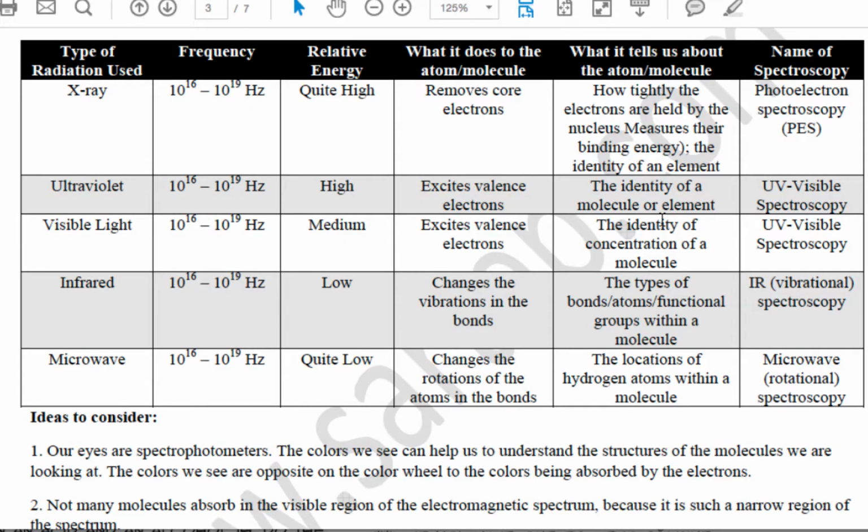So in summary, we've done PES. That one's great. We can tell lots of stuff about it. We can use Beer's law with ultraviolet and visible. Infrared tells us what kinds of groups are found on molecules. And then the microwave tells us kind of their three-dimensional orientation.